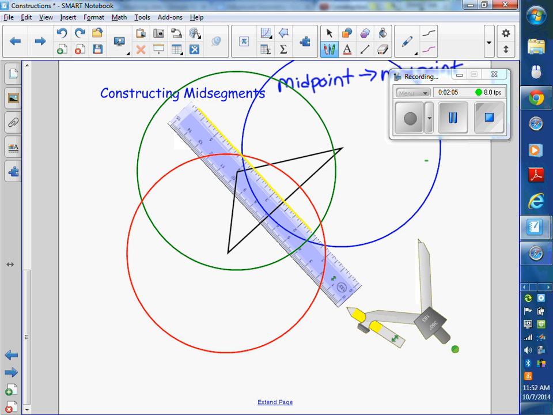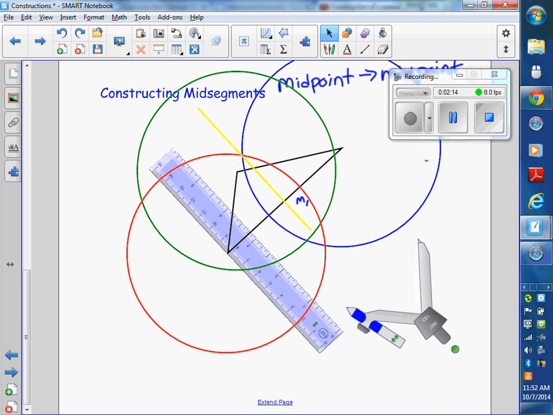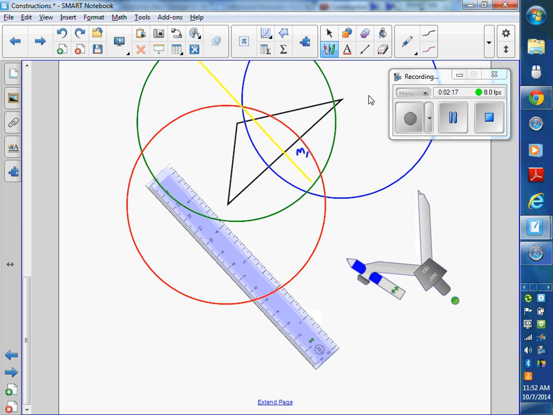I also did a perpendicular bisector, but I'm not using the perpendicular bisector in the end. You see, this would be like my first midpoint, M1. So on your homework, you want to see, so I want to see everything, right? So there's my first midpoint.